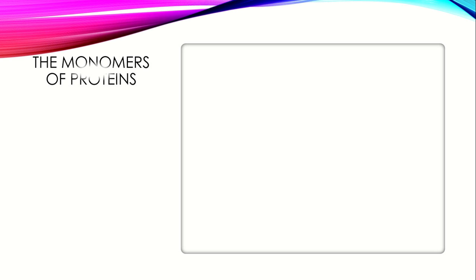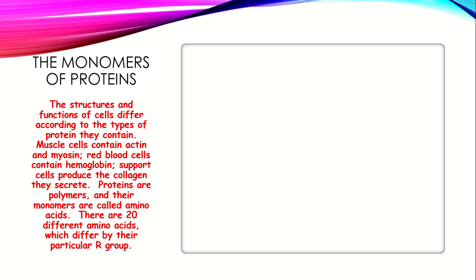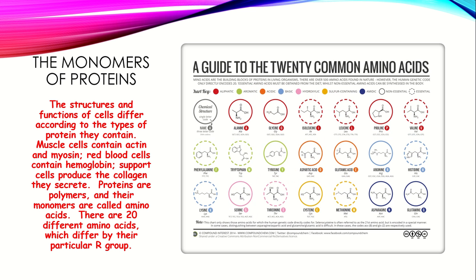The monomers of proteins. Proteins are polymers, while their monomers are called amino acids. Amino acids have a unique carbon skeleton. The amino acid is appropriately named because one of the two functional groups is an NH2 or amino group, while the other is a COOH or acid group. As the figure shows, there are 20 different amino acids, which differ by their particular R groups.